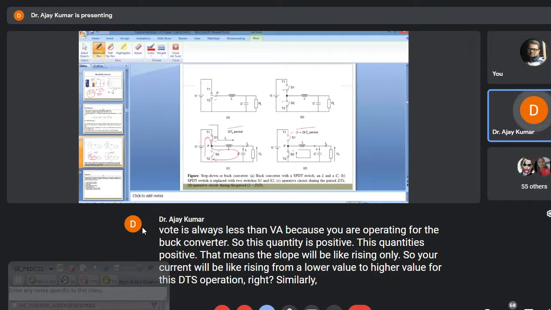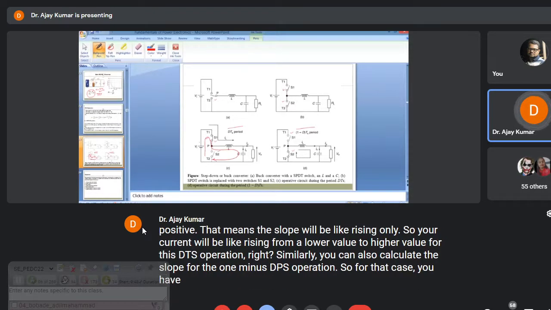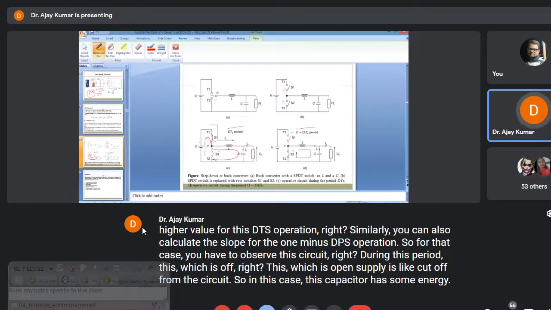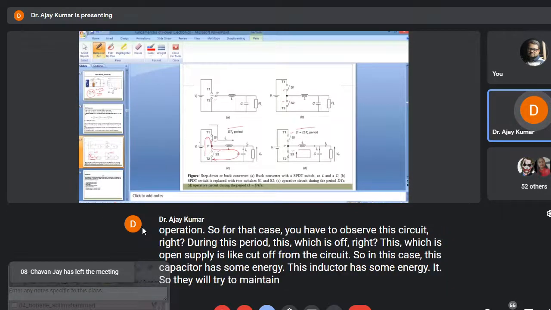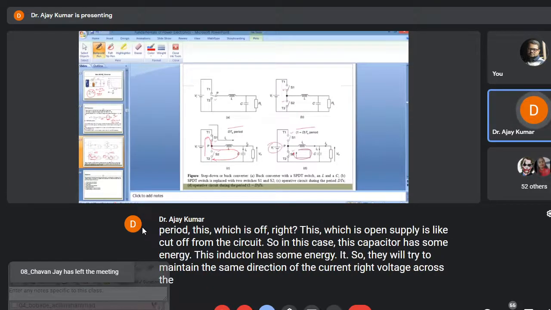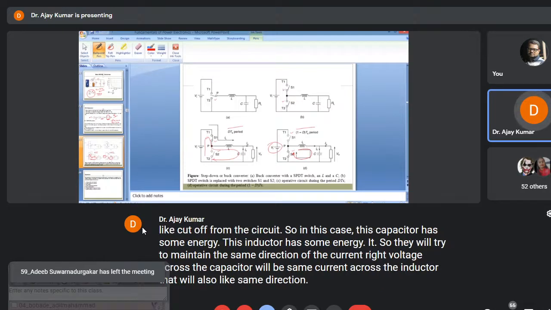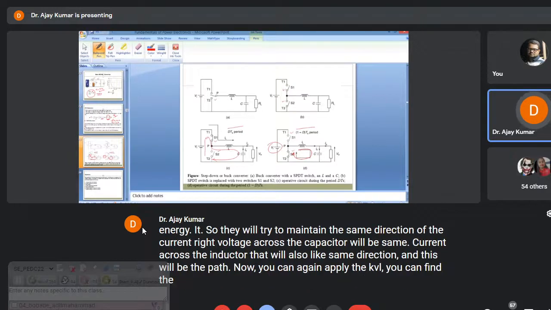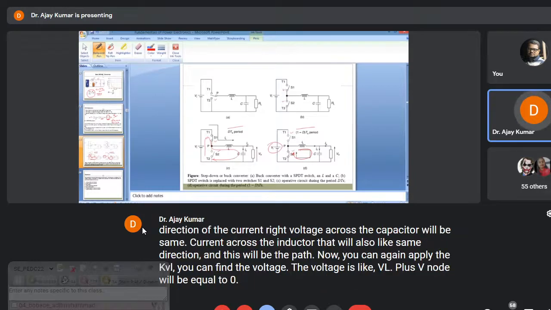Similarly, you can also calculate the slope for the 1 minus DTS operation. For that case, you have to observe this circuit. During this period, this switch is off, which means the supply is cut off from the circuit. In this case, this capacitor has some energy and this inductor has some energy, so they will try to maintain the same direction of current. Voltage across the capacitor will be the same, and the current through the inductor will also be in the same direction, and this will be the path. Now you can again apply KVL and find the voltage. VL plus V naught will be equal to 0, so VL will be equal to minus V naught.